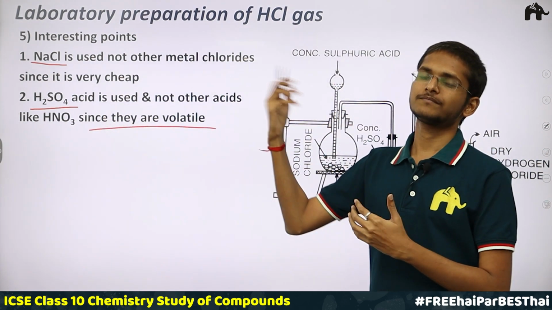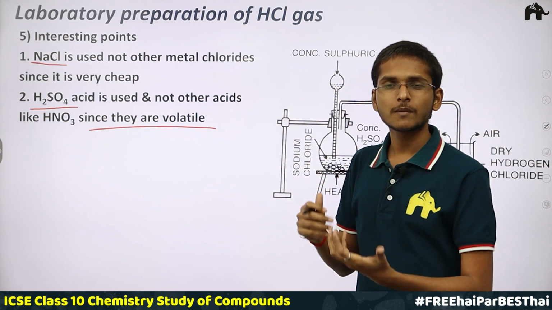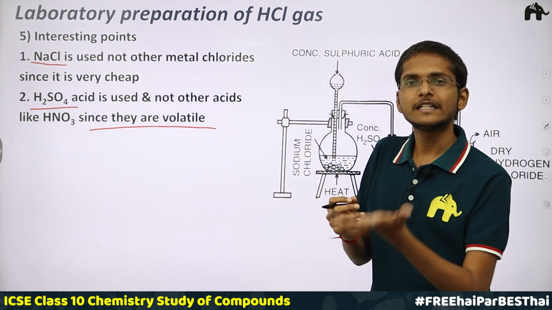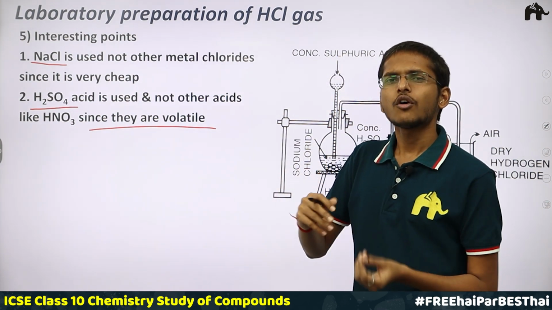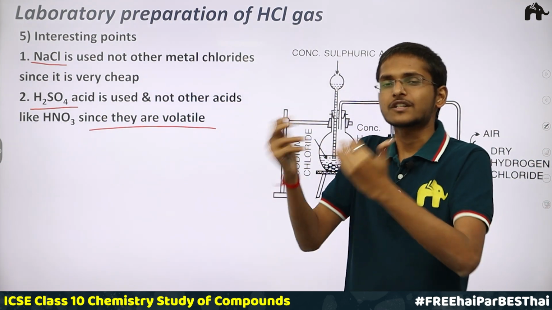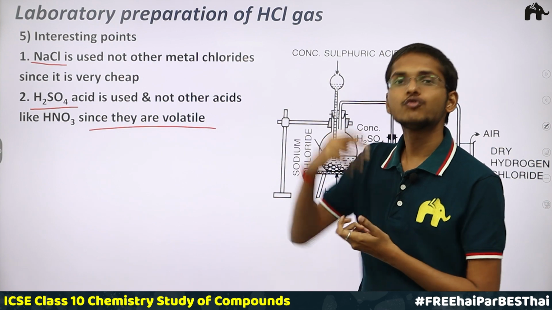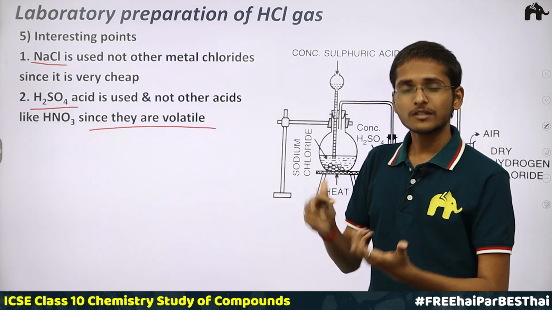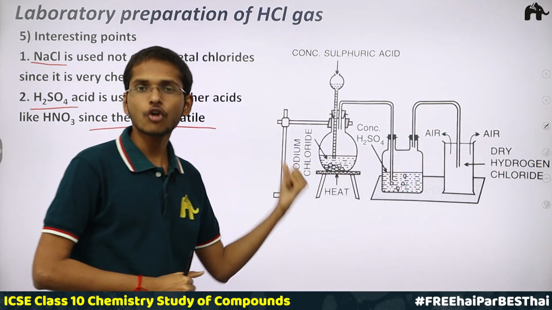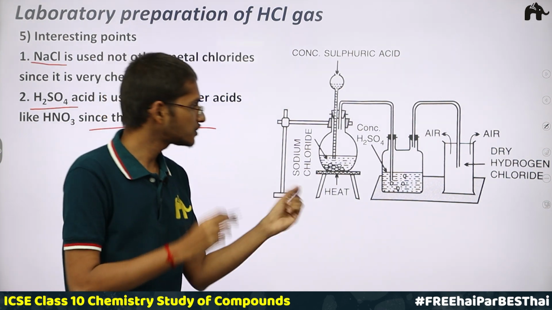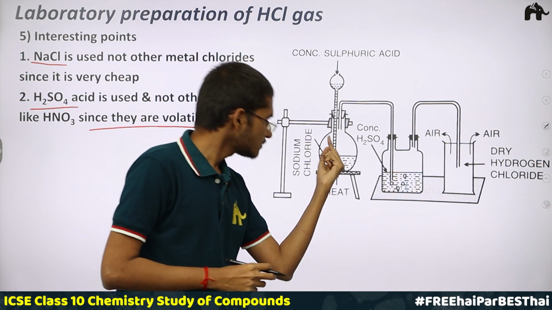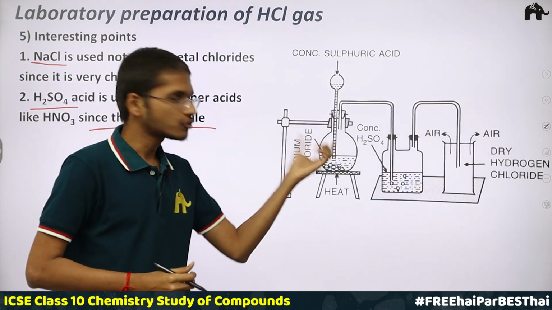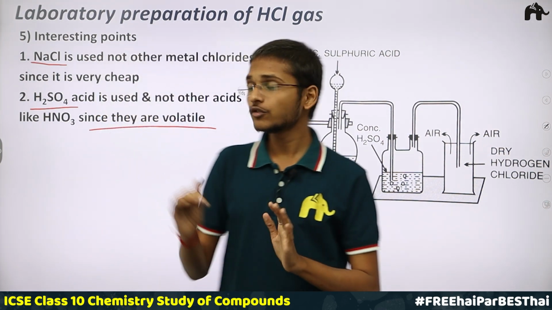Now, I have already told you in the chapter of acids and bases, where we studied volatile and non-volatile acids. Let me tell you again a simple thing: volatile acids are those which, when heated around 100 degrees Celsius or like that, or even at room temperature, just get volatilized. They change from their liquid state to vapor state. So we cannot use nitric acid and the acids which are volatile, because we are heating the acid along with NaCl. So our acid would also get mixed with the product, HCl gas. And then it would be a problem for us because we only want HCl gas. We don't want the acid molecules with that HCl gas. We purely want our HCl gas. That's why we don't use volatile acids.